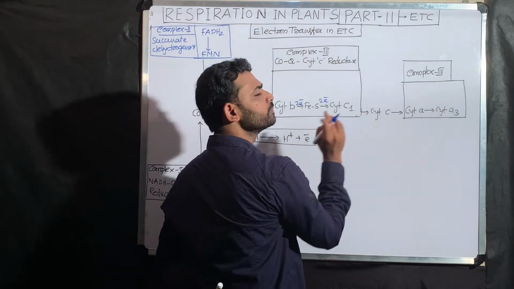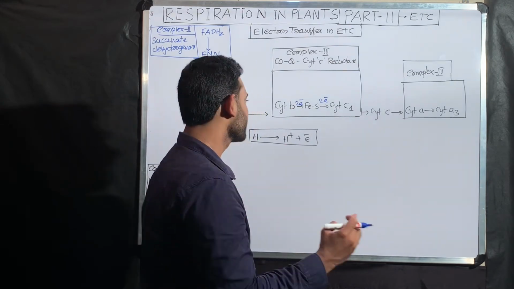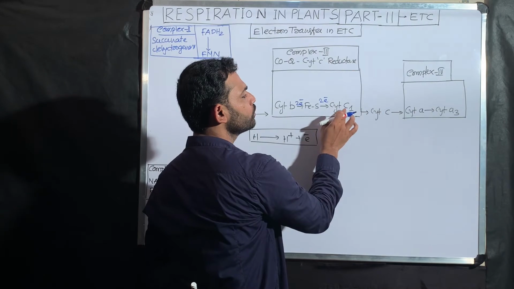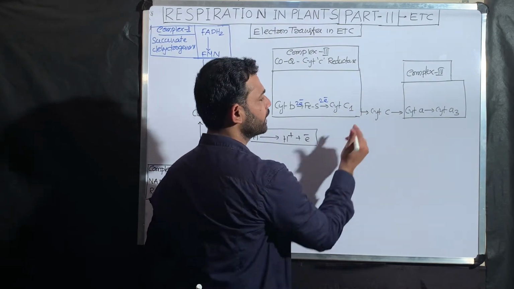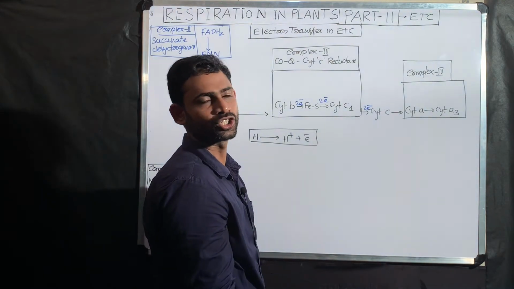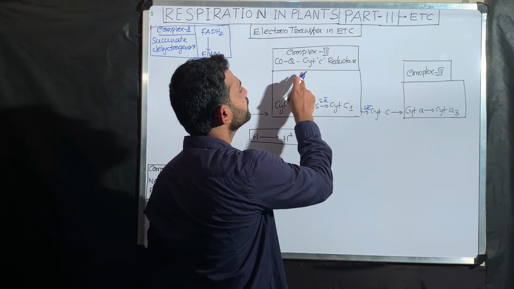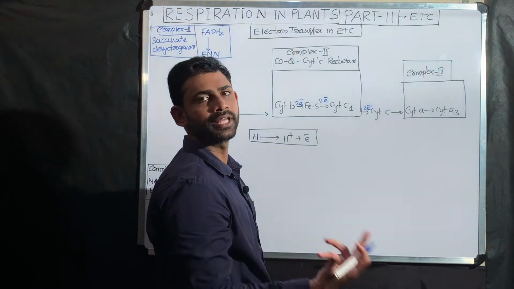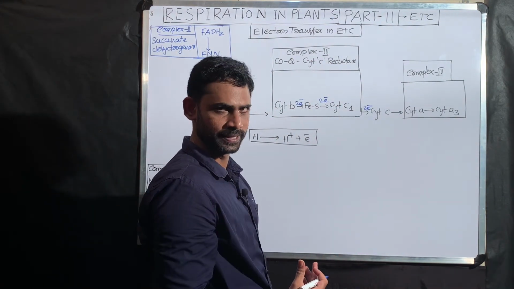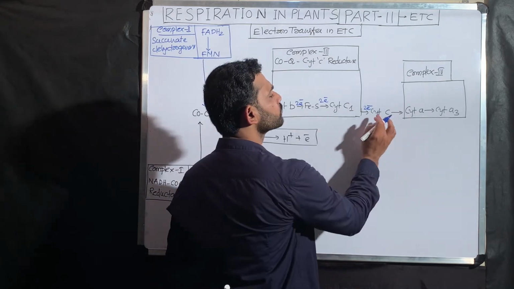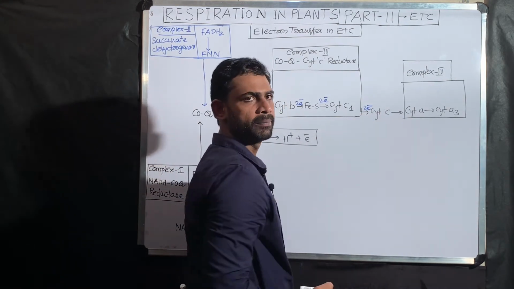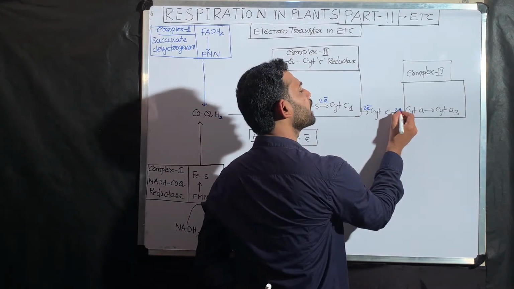Then cytochrome C is another electron carrier, just like CoQ. Cytochrome C will take the 2 electrons from the cytochrome C1. Then cytochrome C undergoes reduction. That is why this complex is also called cytochrome C reductase, because it is making the reduction of cytochrome C. So cytochrome C, after taking the electrons, moves from complex 3 to complex 4.